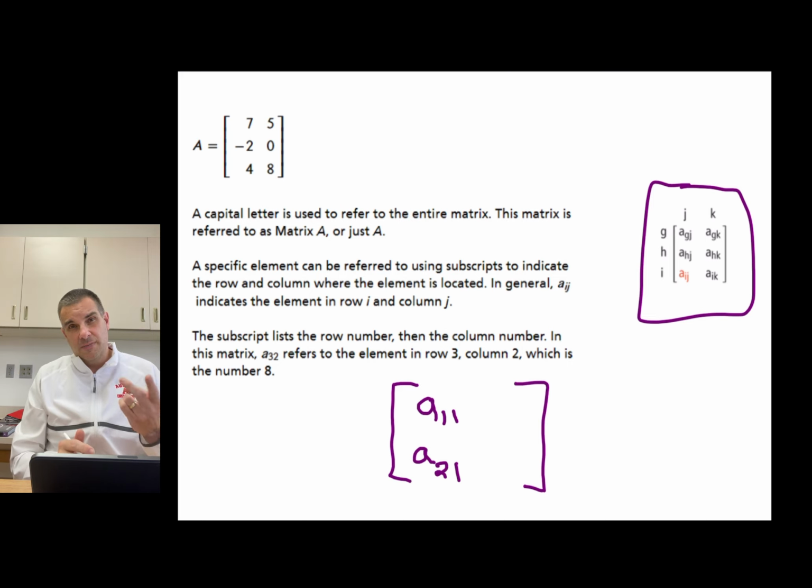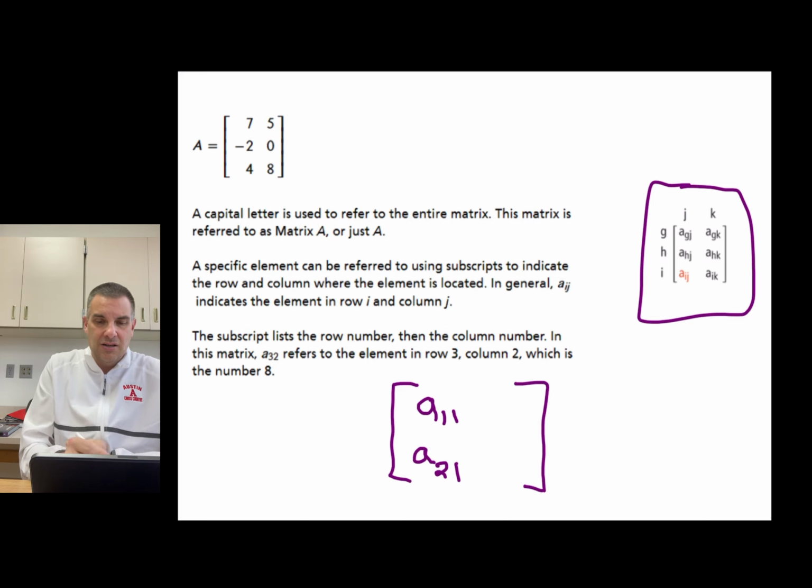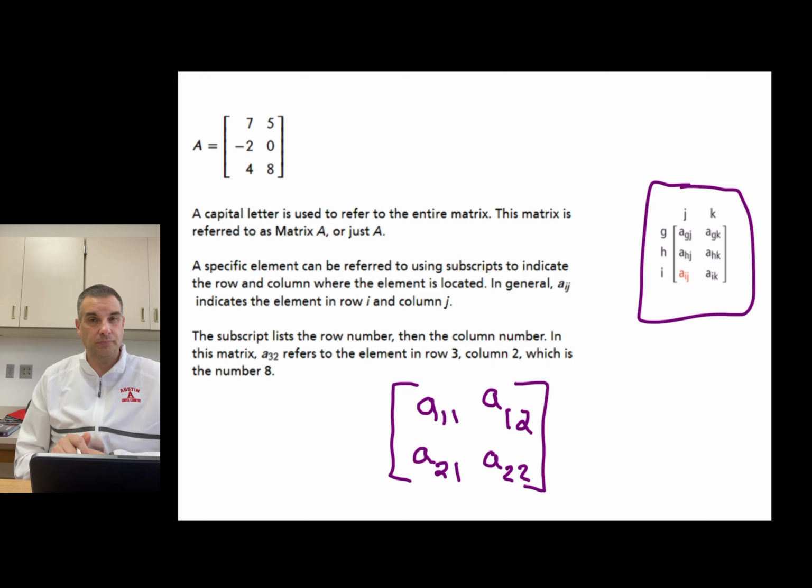Rows is first, columns is second. So this would be element A, row 1, column 2. This would be element A, row 2, column 2.